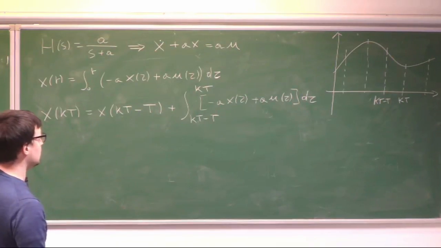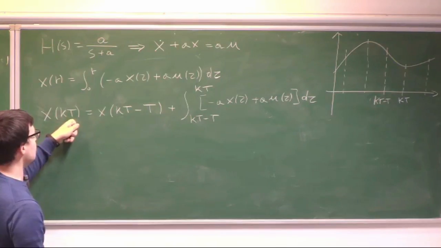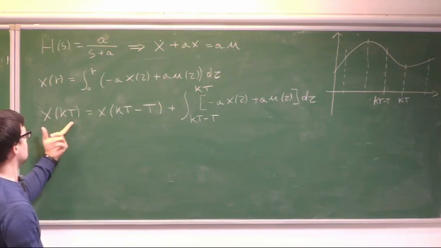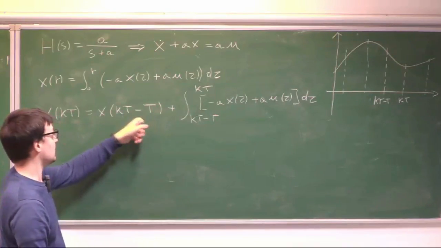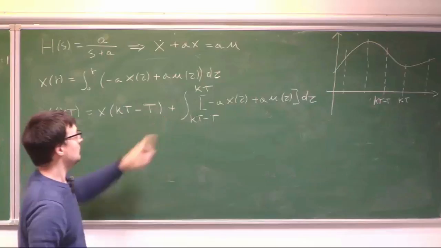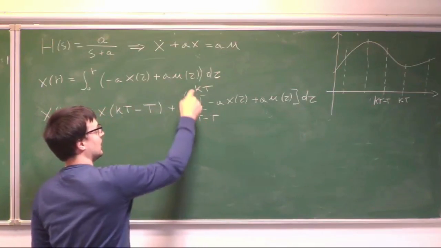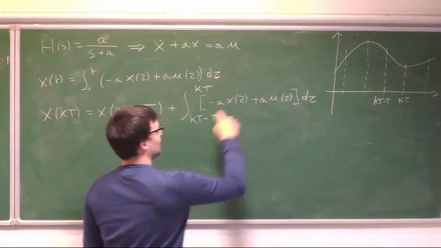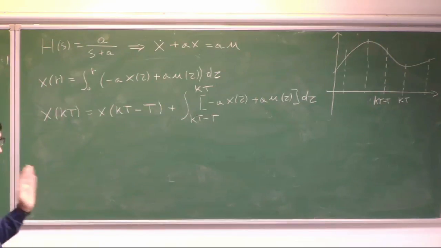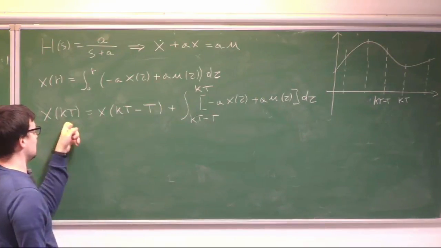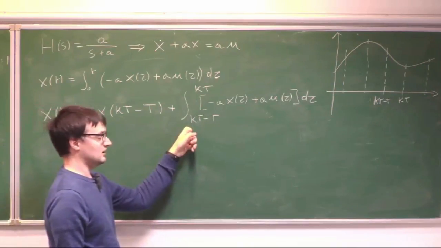this integral. So to compute x at the time kT, this is equal to the value of x at the time kT minus capital T, okay, so at the previous sampling time, plus the integral between the previous sampling time and the current sampling time of this function here, okay? So from this point to this point, this relation is exact, okay? So at this sampling time, this is equal to the value of the previous sampling time plus this integral.